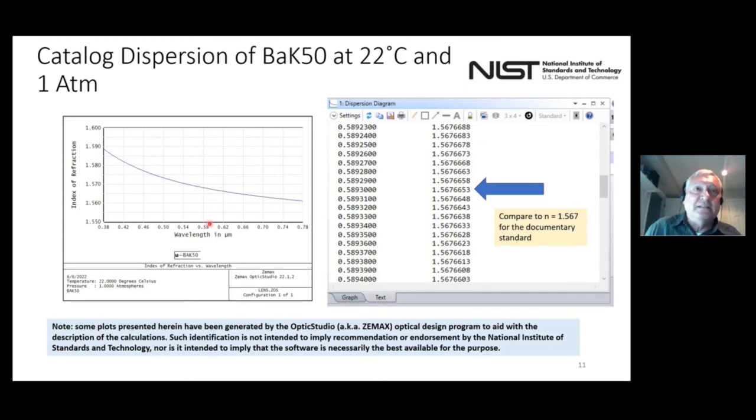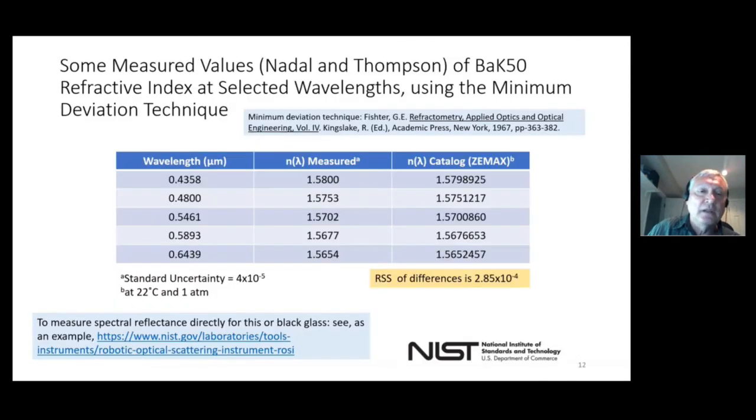So BAK50 is one of the catalog glasses that is in the software, and zooming in at 0.589 micron wavelength, Zemax is giving a refractive index of 1.5676653. So, we want to compare that to 1.567, which is the documentary standard. Obviously, it's almost identical, and we'll see how the calculated gloss of this compares to the gloss of the documentary standard in a few slides.